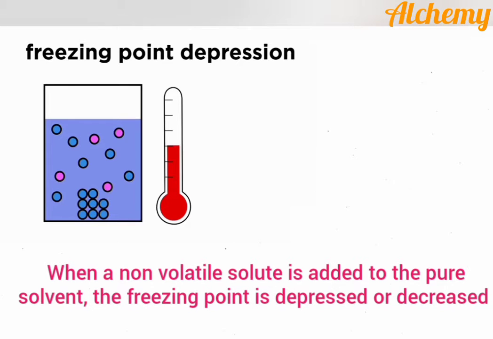The next colligative property is depression in freezing point. According to this property, when a non-volatile solute is added to the pure solvent, the freezing point is depressed or decreased. Here we can see that when the solute is added to the pure solvent, there is a temperature change between the normal freezing point and the depressed freezing point.